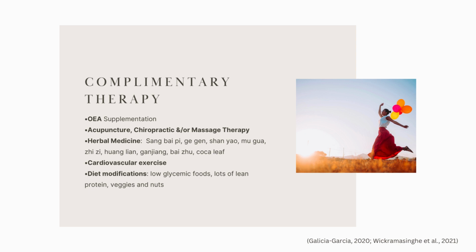It helps a lot when they're combined together by a trained herbalist. A lot of these ones that I mentioned, Sangbai Pi, Gegen, Shanyao, Mugua, Zhizi, Huanglian, Ganjiang, Baiju, and Coca leaf, don't really offer the effects to treat diabetes type 2 unless they're combined with other herbs to treat the individual unique presentation of your patient. These are just examples of ones that might be used.